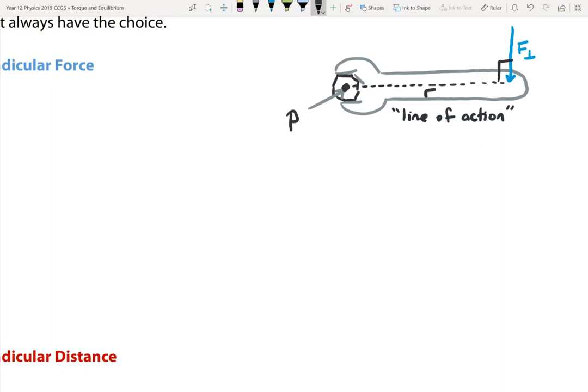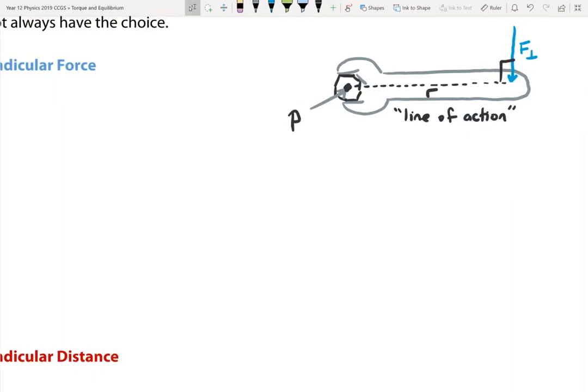There's my perpendicular force. Okay? So just get that written down. Our equation is torque equals R F perp or R F sine theta. Gentlemen, theta is always the angle between the force and the line of action. It will make more sense as we finish this page. Always take the angle between the line of action and the force as your theta.